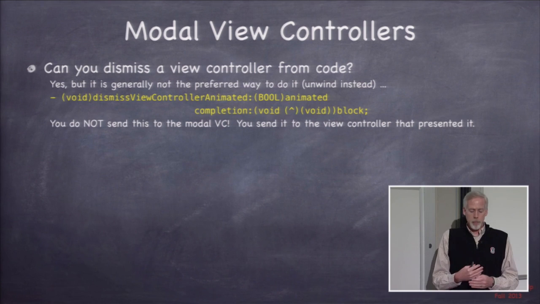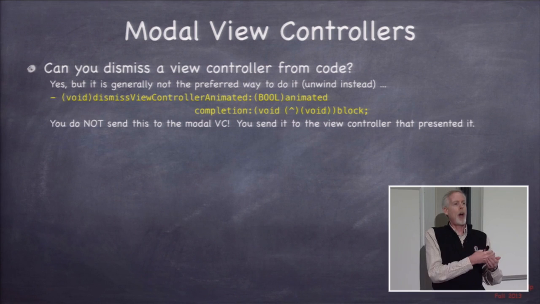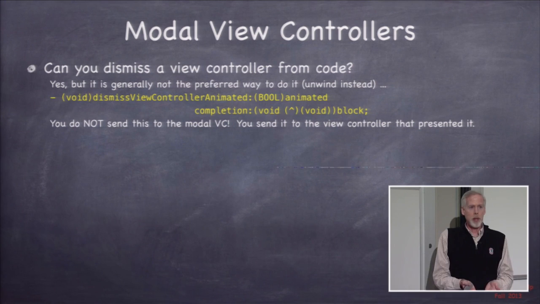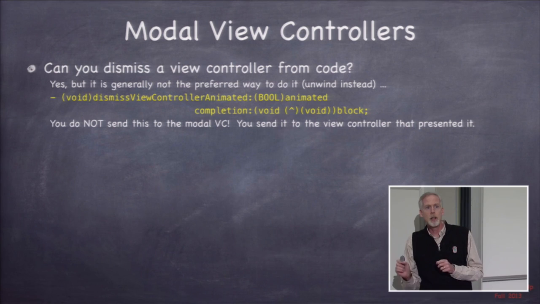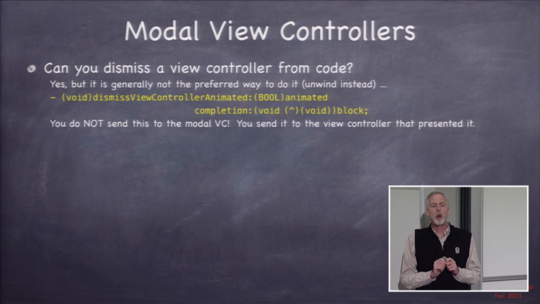How about dismissing modal view controllers from code? So you just want to get it off the screen. You're not going to unwind. You just want to get it off the screen. By the way, unwinding automatically takes it off the screen. If you have a modal view controller and you unwind, it will automatically be removed from the screen. You do not have to dismiss it. But you can also dismiss them manually by sending the message dismissViewControllerAnimated. This method is sent to the presenting view controller, not the presented, the presenting, okay? You say to a view controller, dismiss view controller animated, it means dismiss any view controller that you have presented.